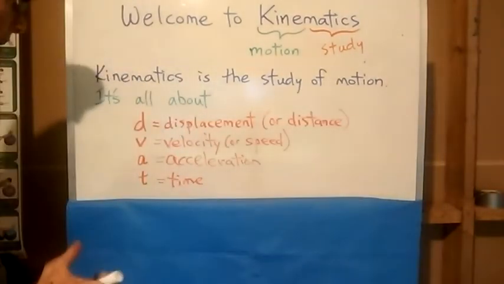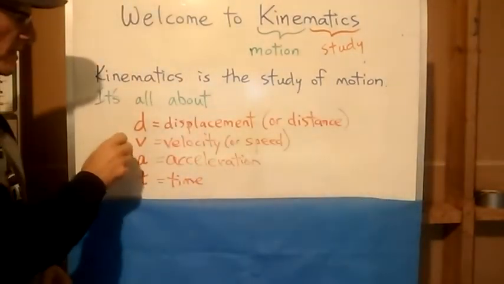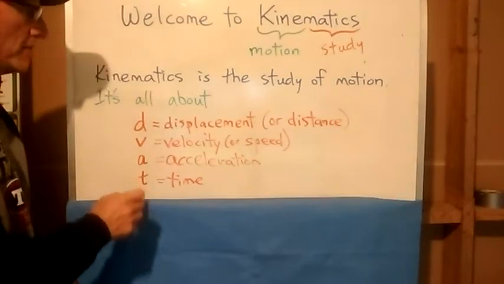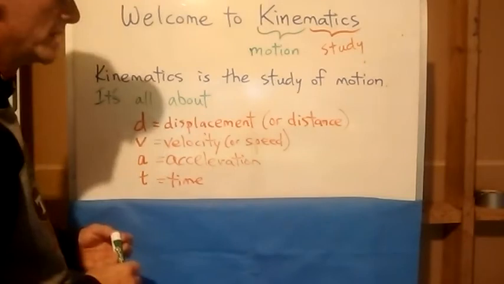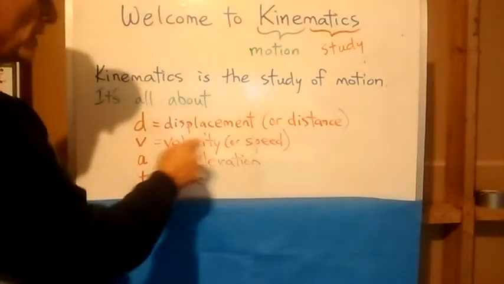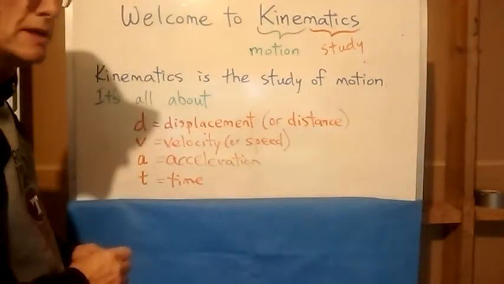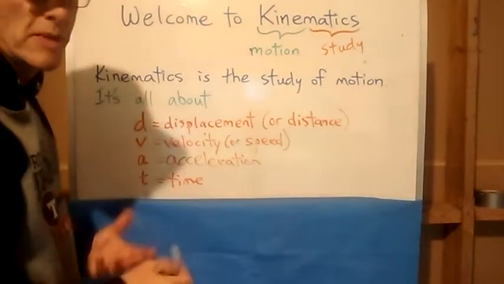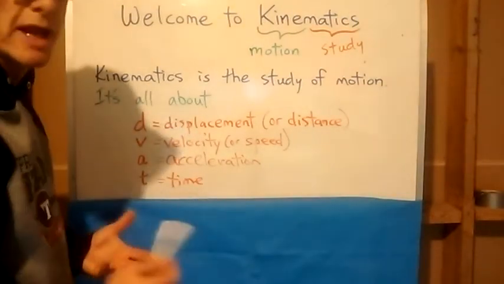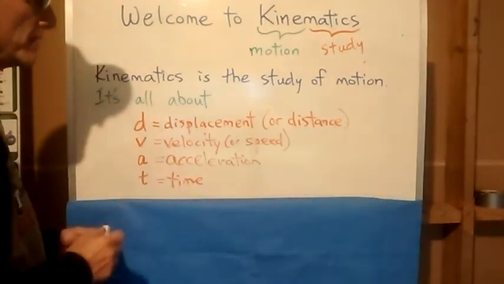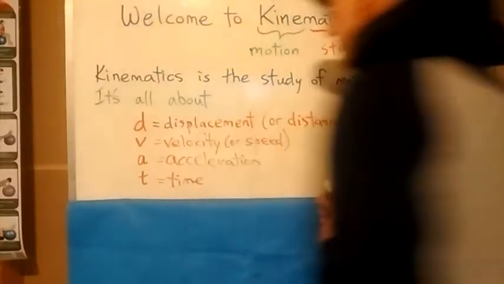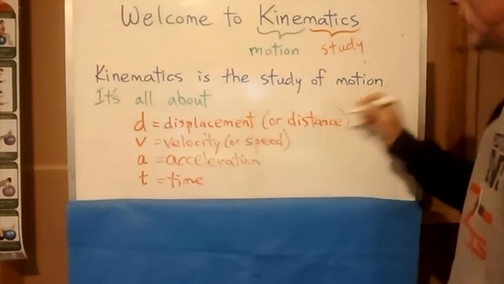Variables of kinematics are displacement, velocity, acceleration, and time. Displacement, sometimes called distance. There is a difference between them, but I don't want to go into it now. Velocity is sometimes called speed. Velocity really depends on speed and direction too. But again, I don't want to get into that right now. Acceleration and time. The units for these things in physics are for displacement.